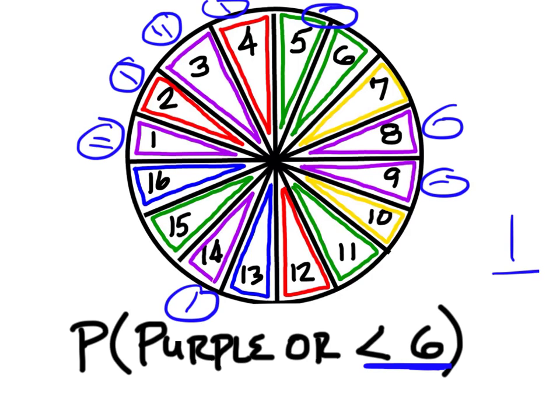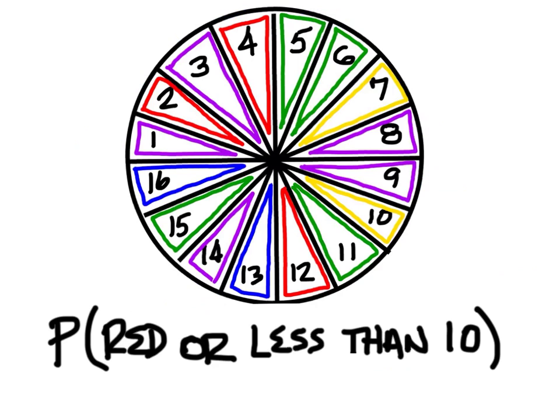Red, 1, 2, 3, and then less than 10 is going to be 9, 8, 7, 6, 5, 4, 3, 2, and 1. So you end up with 10 of them. 10 over 16, that's going to be 5 over 8.